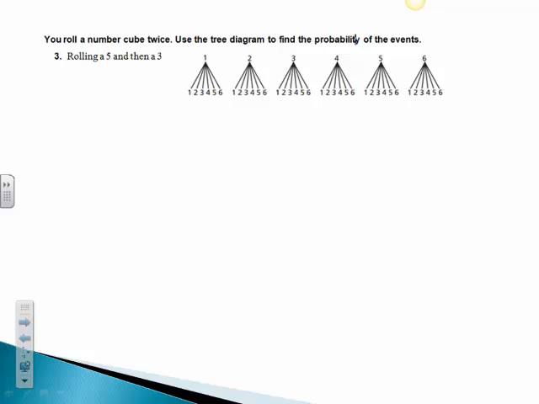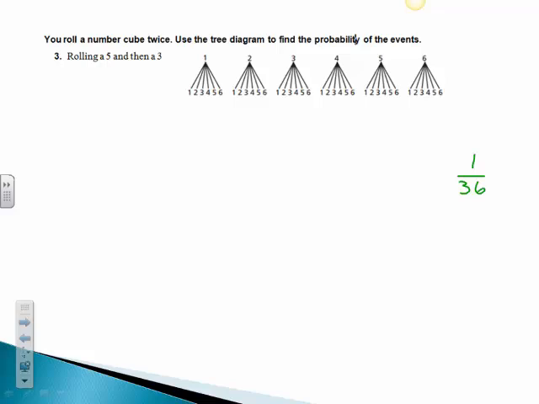Your turn. You roll a number cube twice. It says you can use the tree diagram to find the probability of the events. That is true. I am telling you, you don't have to, but if you would like to, that's fine. So all I'm asking you to do is, what is the probability of rolling a 5 and then a 3? Okay. If you got this right, your probability would have been 1 out of 36.